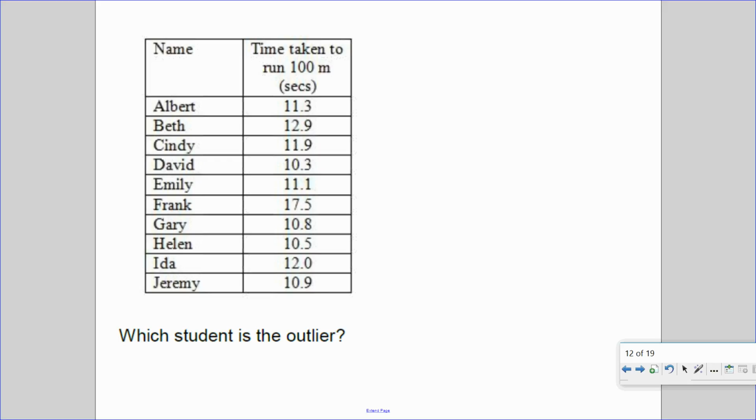What about this one? This is the time taken to run a 100-meter dash. 11, 12, 11, 10, 11, 17. Frank must be the outlier. He is way outside the normal. And that is our study of measure of spread.